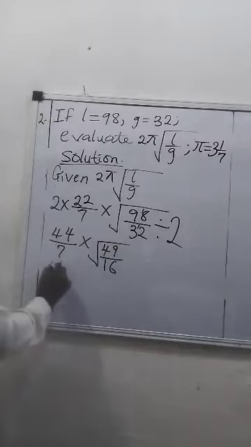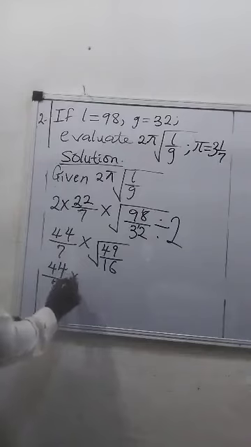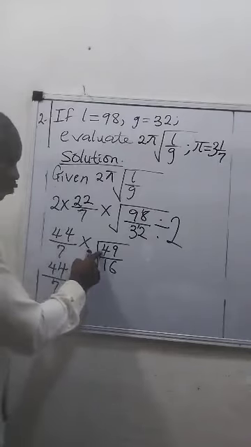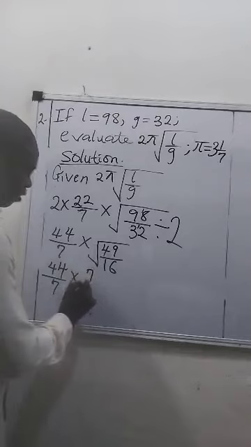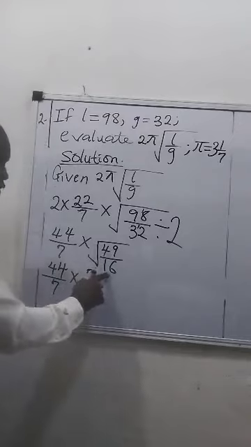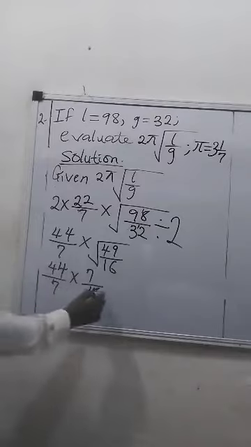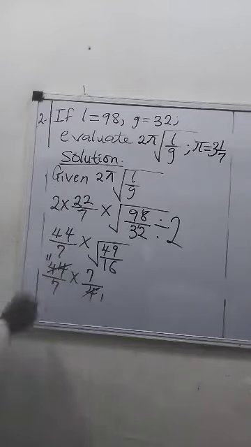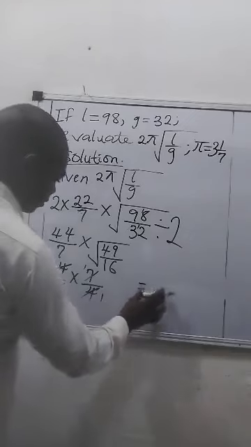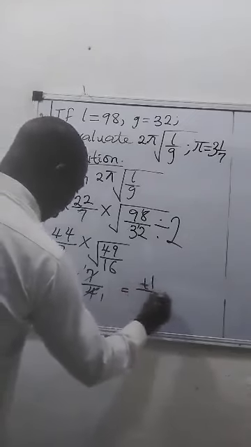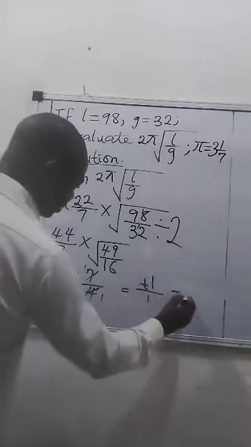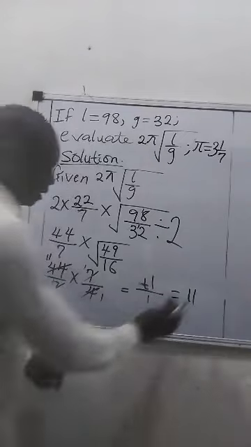So we have 44 all over 7 times, what is the square root of 49? Square root of 49 is 7. Then all over square root of 16 is 4. So you can see this 4 can reduce 44. 4 into 4 gives us 1. 4 into 44 is 11. Then 7 here, we cross out 7. At the end of the day, we have 11 times 1, which becomes 11 all over 1. And our answer is 11. And that is the final answer.